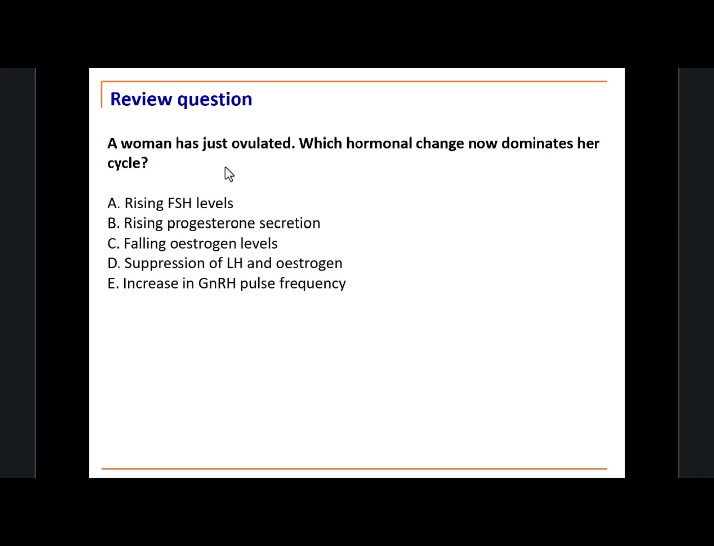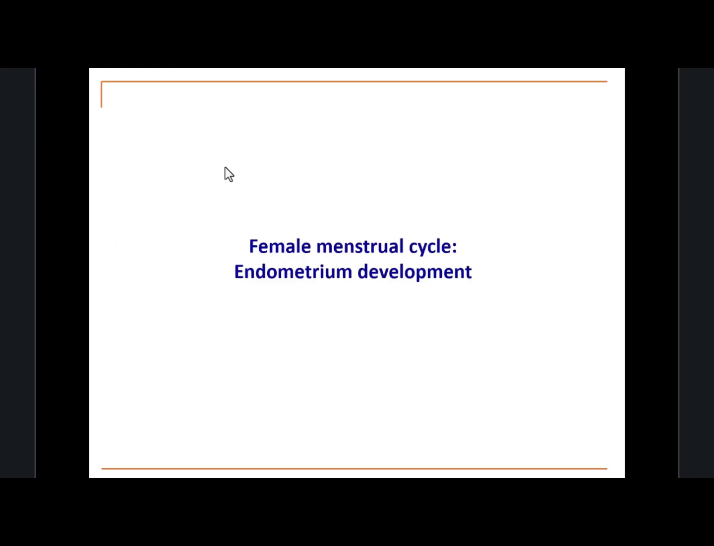A woman has just ovulated. Which hormonal change now dominates her cycle? Hopefully, you have put B, rising progesterone secretion. What's the name of the structure? Corpus luteum. What hormone keeps the corpus luteum alive? Luteinizing hormone.